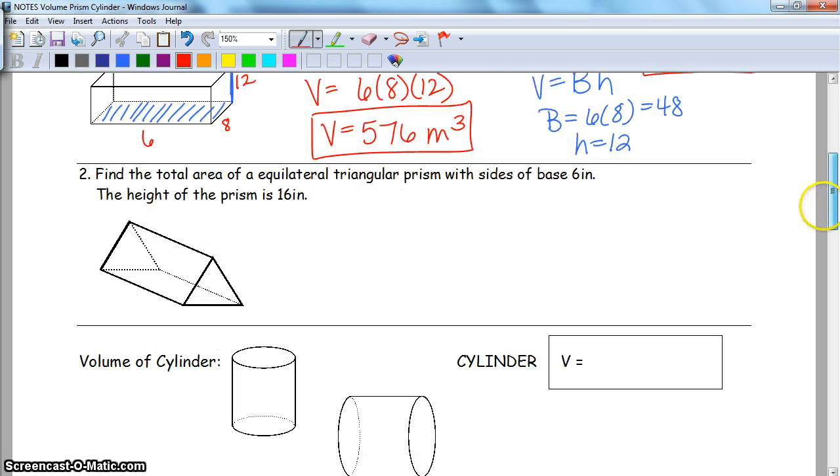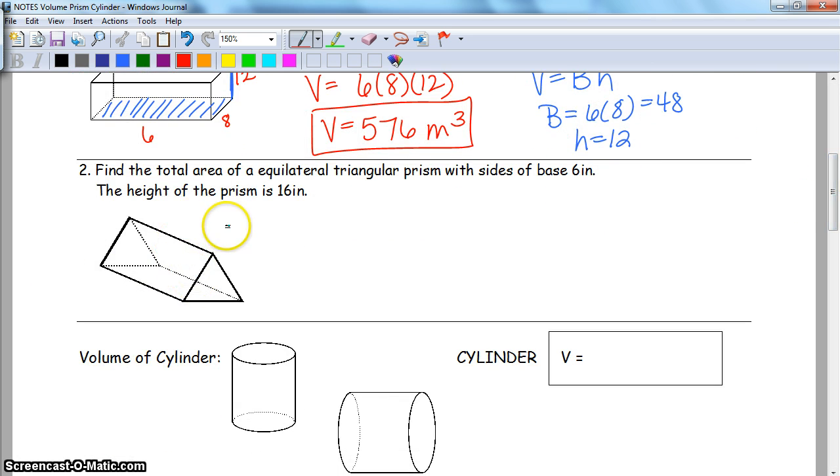Now for number 2 though, this is a triangular prism. So in this problem, we have no choice. We have to use capital BH, area of the base times the height. So all I have to do is figure out the base and the height, and I will be good to go. So this says find the total area of the equilateral triangular prism with sides of the base are 6. So guys, that means all of these are 6 because it is equilateral. And then the height of the prism is 16. So even though this is lying down and this doesn't seem like a height, it's because that triangular prism fell over. The height is always the distance between the bases.